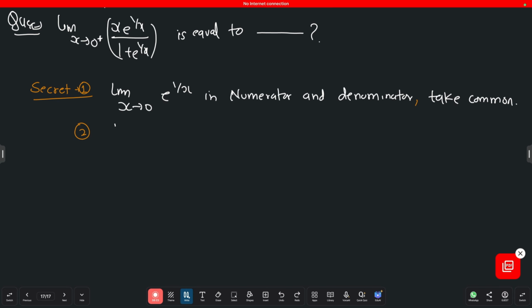Secret number 2 is limit x tending to 0 with e power minus 1 by x, then never take common, because after putting the limit e power minus infinity it will be 0, okay. In numerator and denominator do not take common, okay.